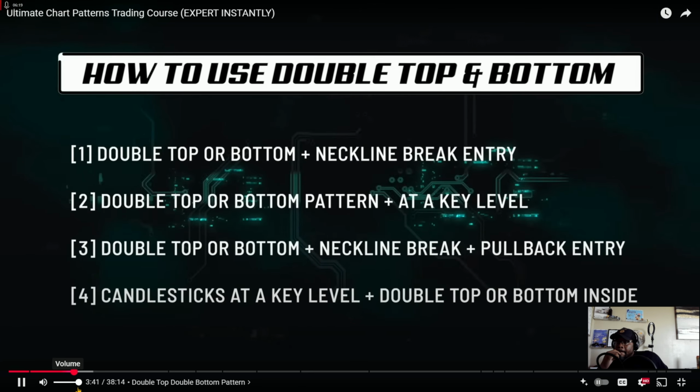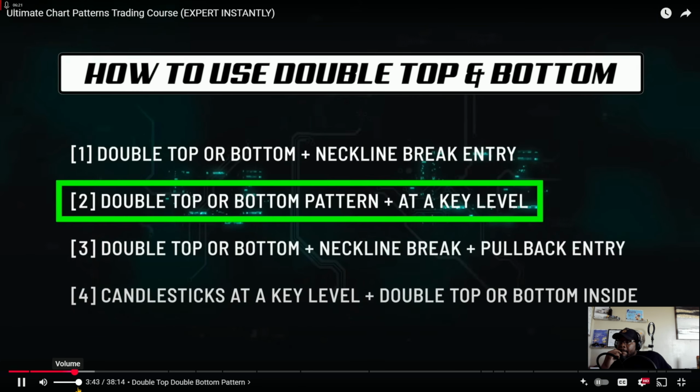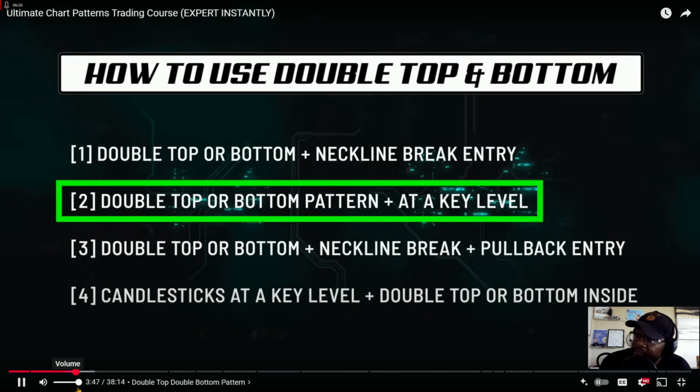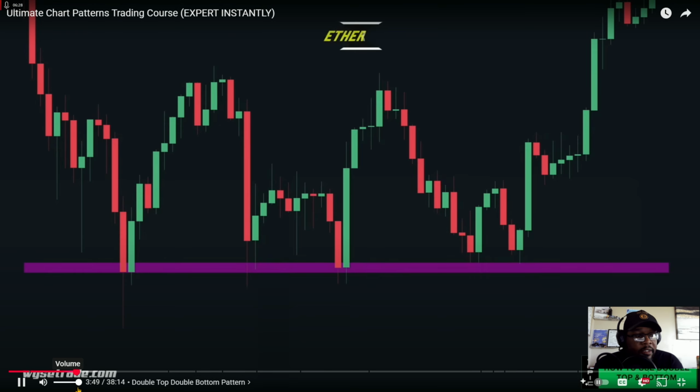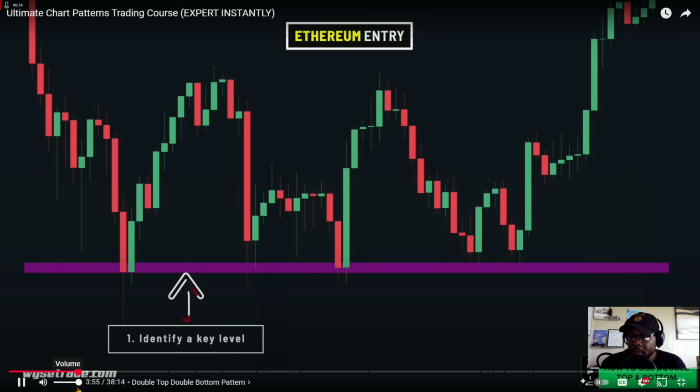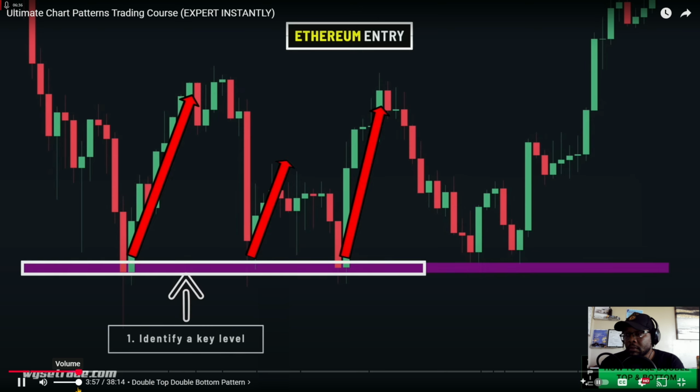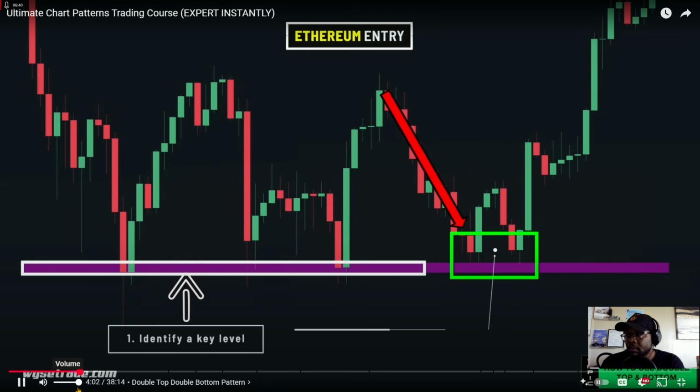So, moving on to the second variation, a double top or double bottom pattern at a key level. Alright, this is ours. Key levels. This is our bread and butter. Now, this is an entry that occurred on Ethereum, and one that many of our members took. So you first need to identify a key level, which you have through these 3 reversal points. As price comes back down, it creates a double bottom pattern at the support level.